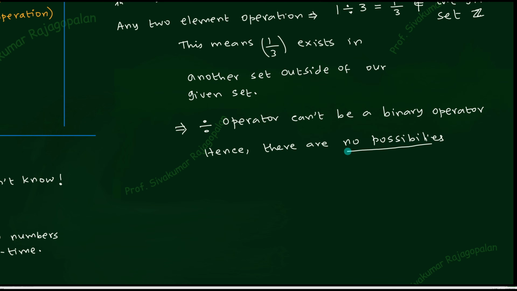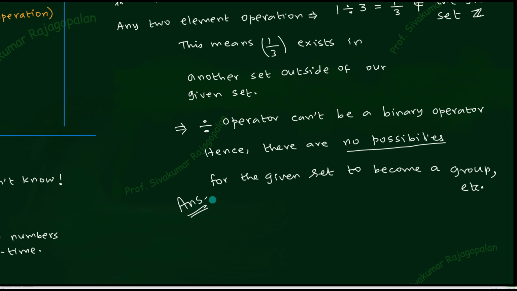Once the closure property has failed, there is no question of a group, there is no question of a vector space. Okay, let me make that statement correctly. And therefore, there are no possibilities for the given set to become a group. It's not whether it is a group or whatever it is. It can be a ring, it can be a field, it can be anything. So I'll write etc. Okay, and that's all. That is the answer. So you understand how the problem looks and how you write the answer.